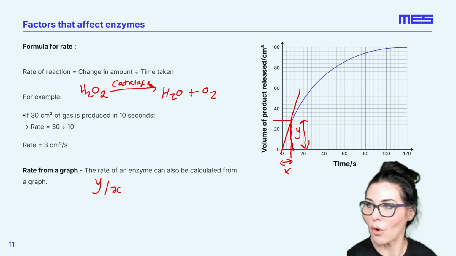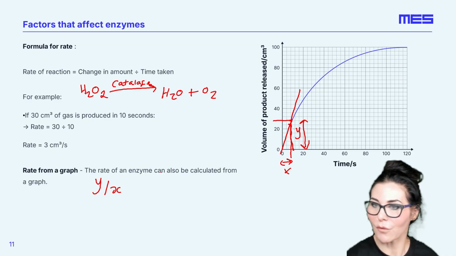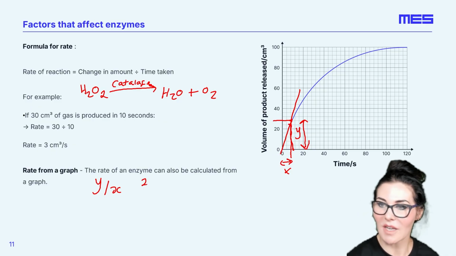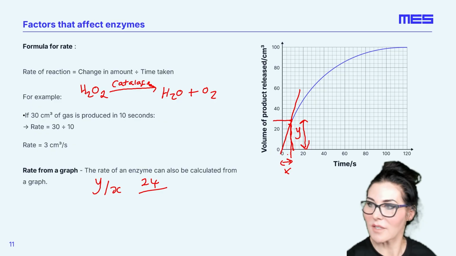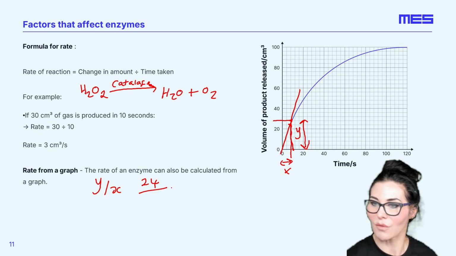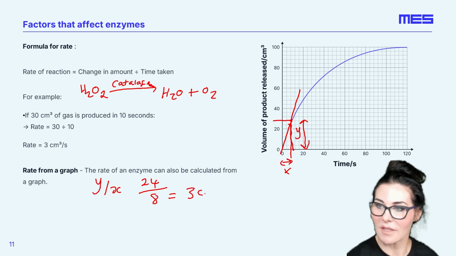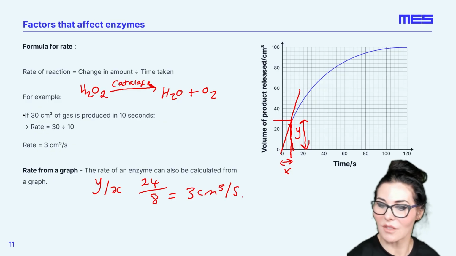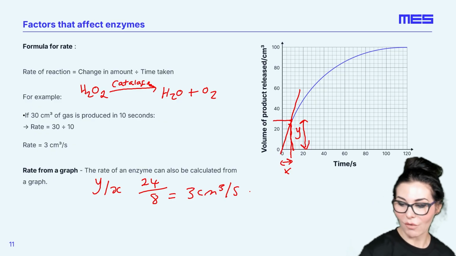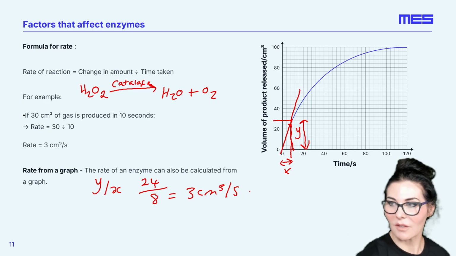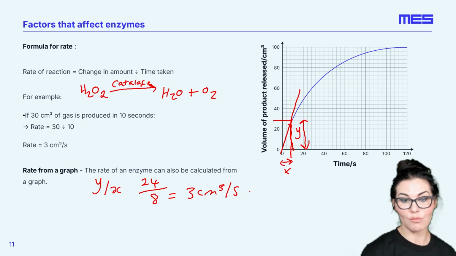So if we count that up, 4, 8, 12, 16, 20, 24, for example. So if it goes up to about 24 at the y part of the tangent, we then divide it by, now it's 8 here because it's 2 of those tiny squares. And that would also give us 3 centimetre cubed per second. So you can use a tangent on the graph if you want to get a much more precise reading.